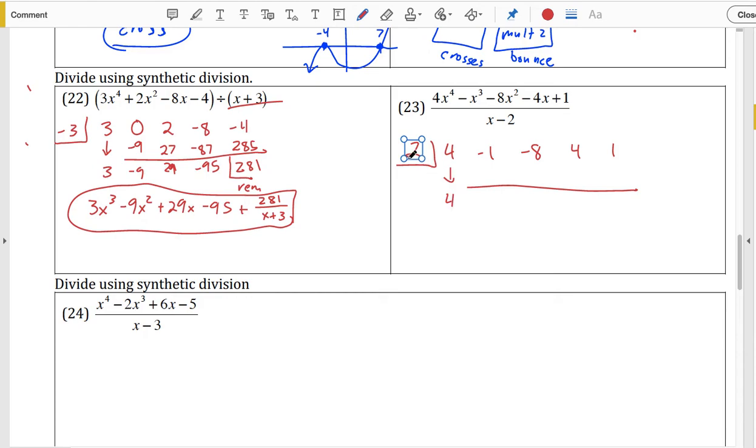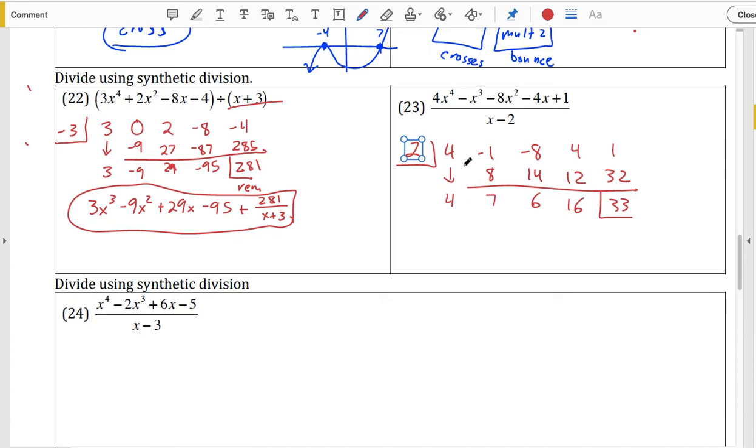So we bring down our 4. We do 2 times 4 and write 8. Add those together, make 7. 2 times 7 is 14. Add those together, we get 6. 2 times 6 is 12. 4 plus 12 is 16. 2 times 16 is 32. And remember, this last one we always box off because it represents our remainder. So we added those to get 33.